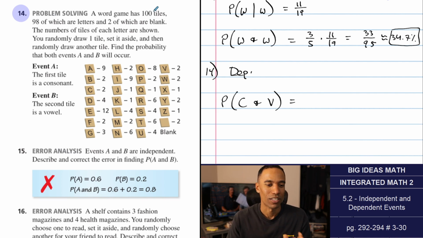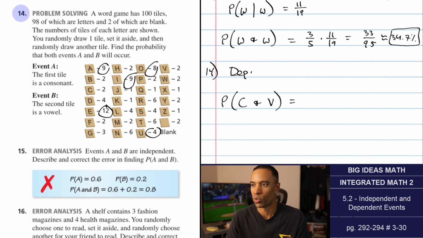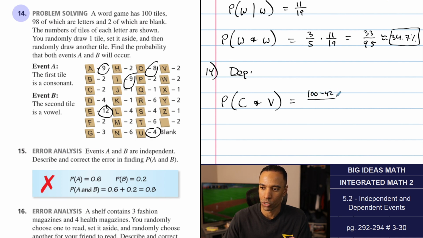Anyway, let's do that again. Okay, it adds to 100. First tile is a consonant. Let's take away all the ones that are vowels. I think that'll be easier. A, E, I, O, U. I'm guessing Y doesn't count. So 21, 30, 38, 42. So if there are 100 tiles, we'll take away 42, the vowels, and divide out of 100.